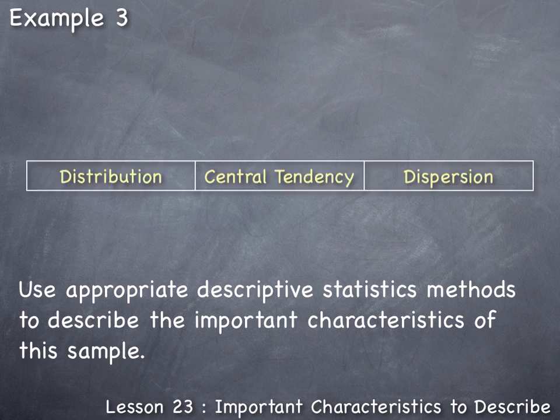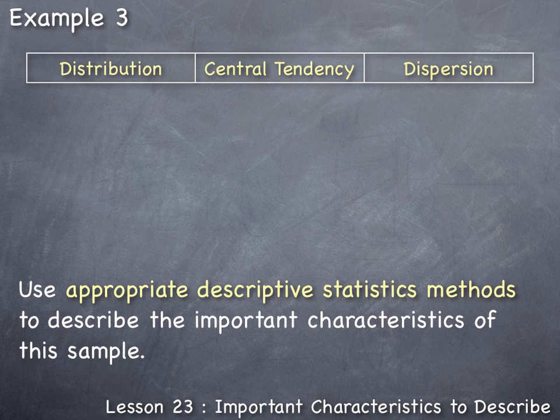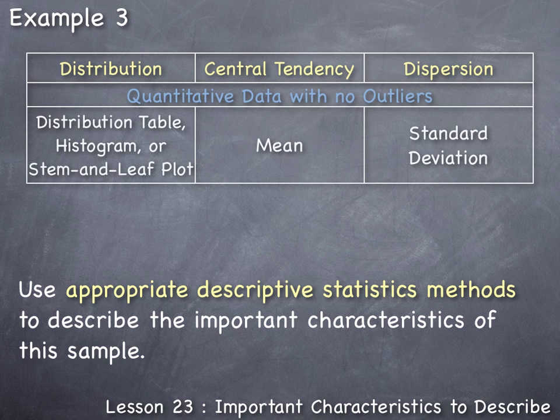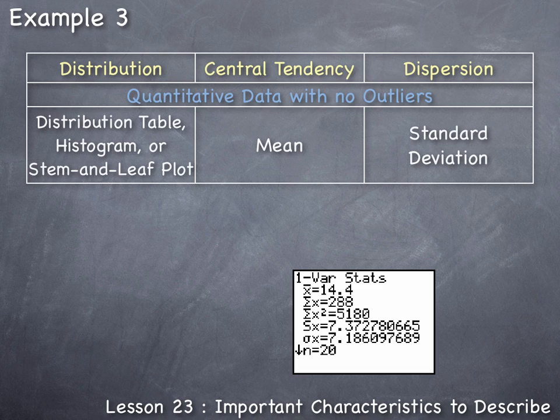So, the appropriate descriptive statistics method to use when we have quantitative data with no outliers is to construct either a distribution table, histogram, or stem and leaf plot to display the distribution of the data, and to calculate the mean to describe the central tendency of the data, and to calculate a standard deviation to describe the dispersion of the data. So we've already used the TI-84 calculator to calculate the mean and standard deviation. The results were that the sample mean, x bar, was equal to 14.4 words. And the sample standard deviation, S sub x, was equal to 7.4 words.